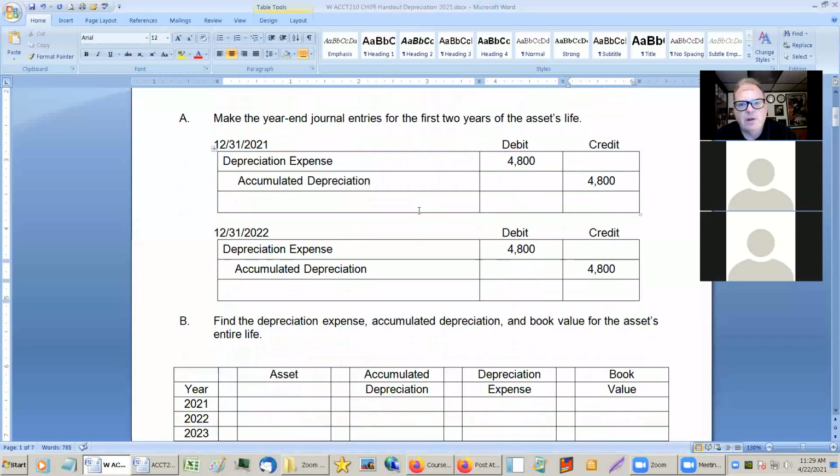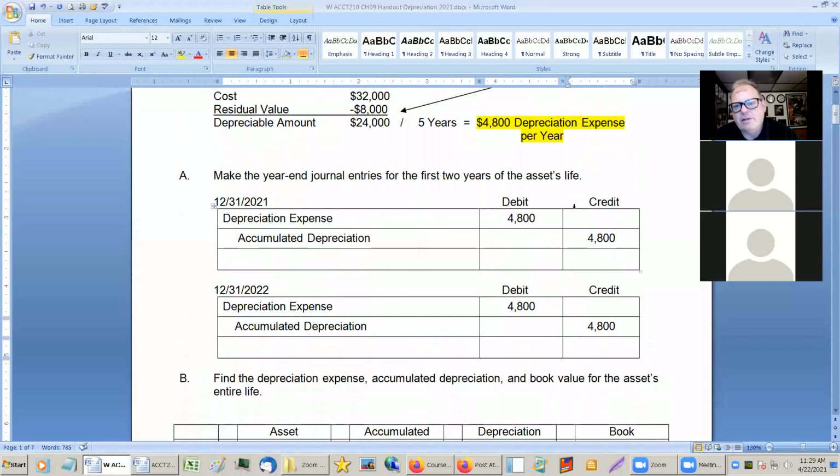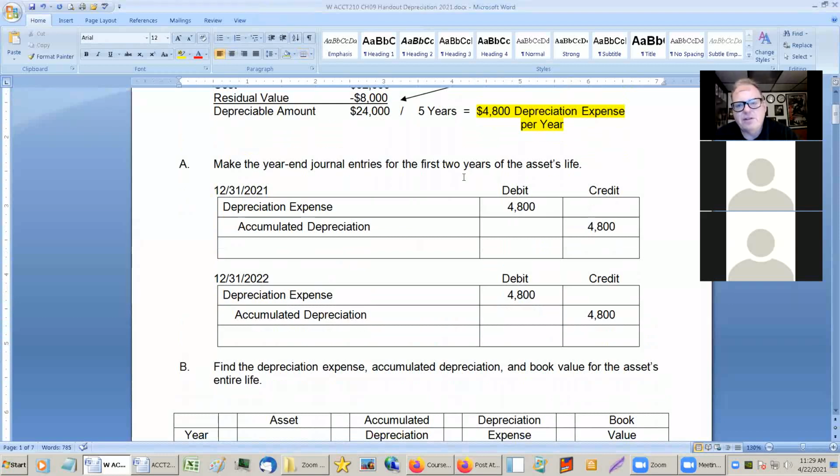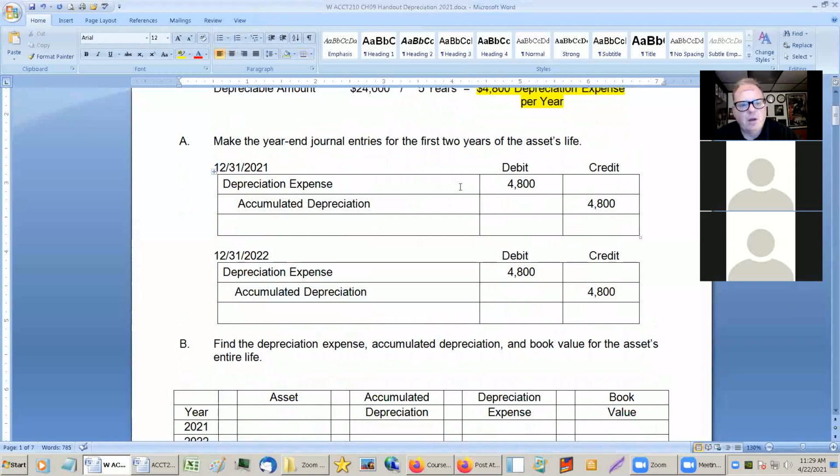So you're not going to be doing the calculations every single year for every single piece of equipment. Usually they have a schedule that you'll actually be using. You do it once, and then because you may have 10 pieces of equipment, you'll have a schedule for each one. Okay.